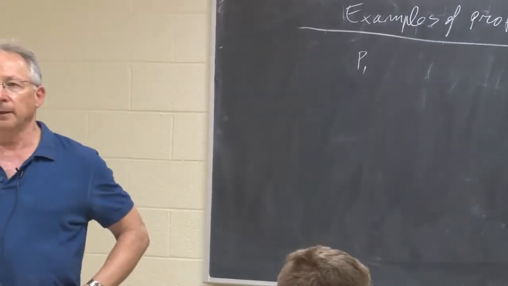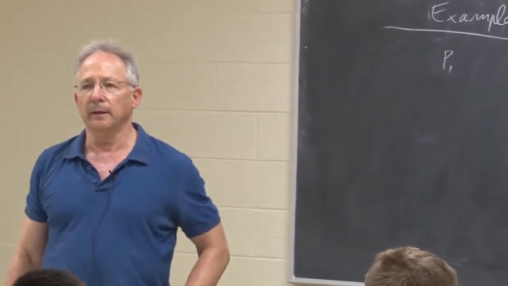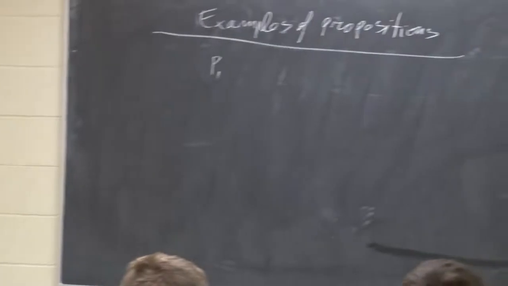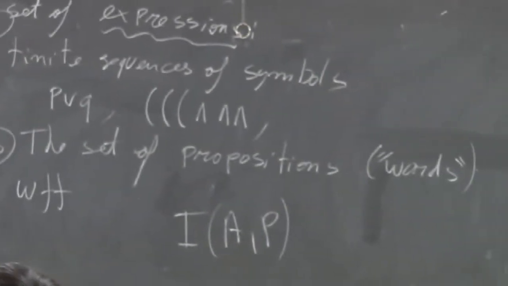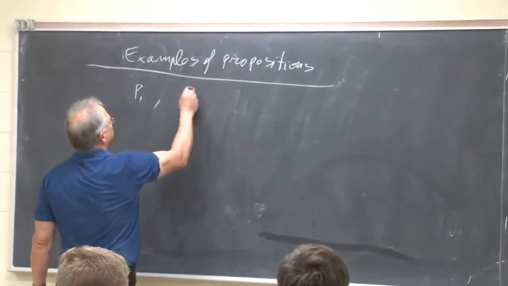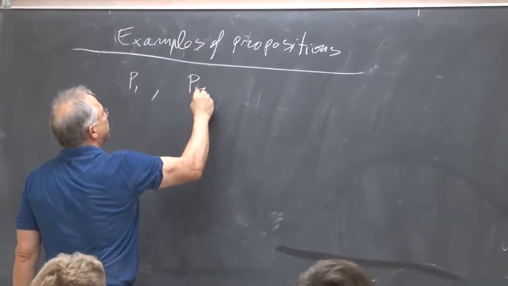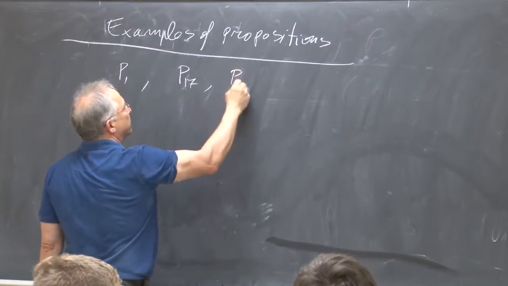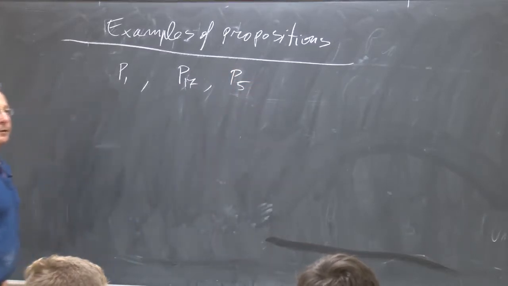So in essence, symbols like for all and there exists are not in this language. This is a very simple language. All we have are and, or, arrow, and not. So P is in my language. P1 is in my language. Also P17 is in my language. And P5 is in my language. All those guys are in my language.